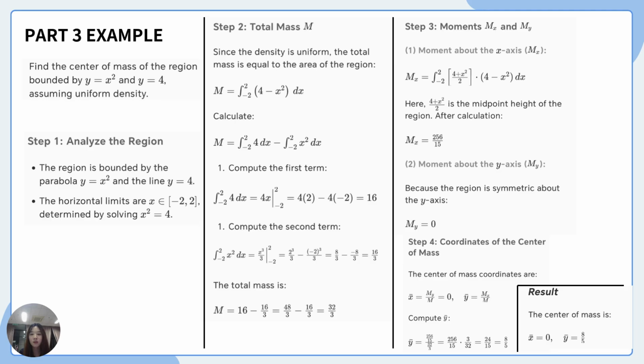Step 3: Moments Mx and My. First, the moment about the x-axis. Second, the moment about the y-axis. And then we can calculate that Mx is 256/15, and My equals 0. Step 4: Coordinates of the center of mass. The center of mass coordinates are x bar equal to 0 and y bar equal to 8/5.